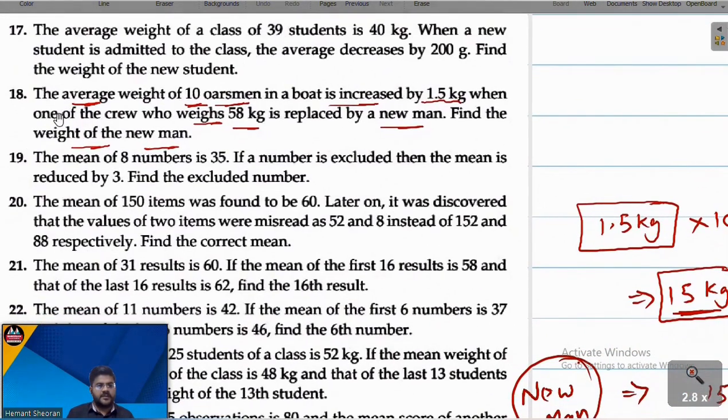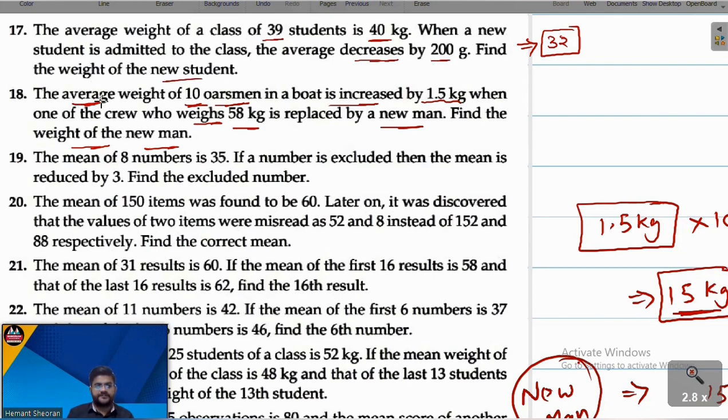Question number 17 we have to discuss. For question number 17, are you getting 32 or something different? 48? No, they have provided 32, so there is a possibility that you have done something wrong. They are saying the average weight of a class of 39 students is 40 kg. When a new student is admitted to the class, the average decreases by 0.2 kg. So find the weight of the new student.